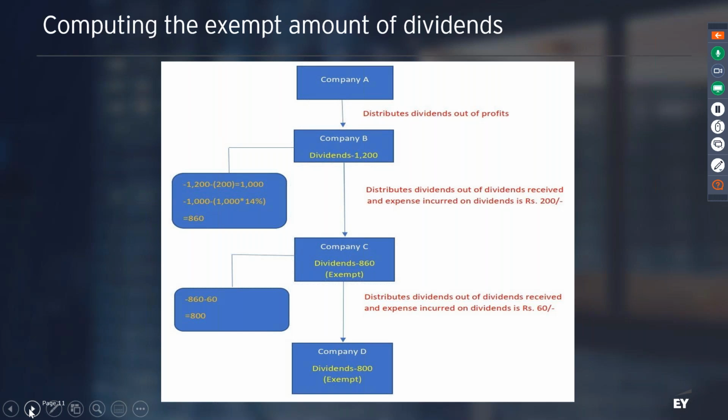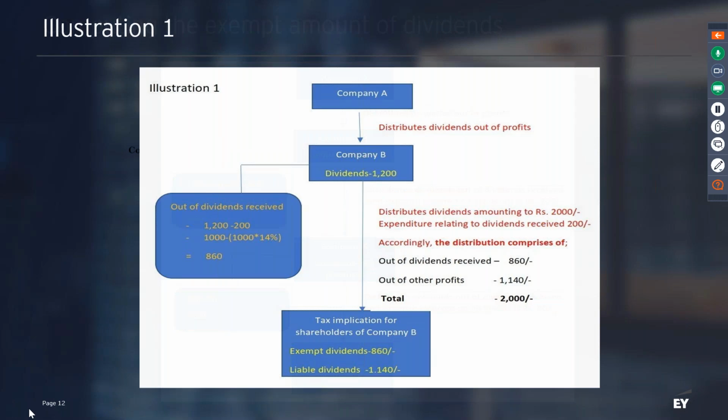So for better understanding, let's work on the next illustration as well. I have another illustration. There's a small difference. Let's go into detail. In this illustration, we have company A planning to distribute a dividend of rupees 1,200 to company B, and the method of distribution is entirely out of the profits of company A.